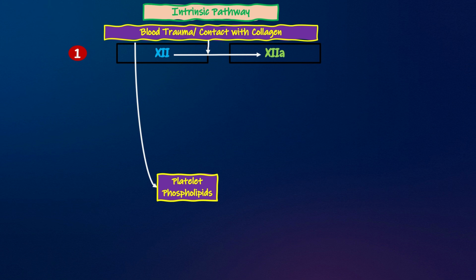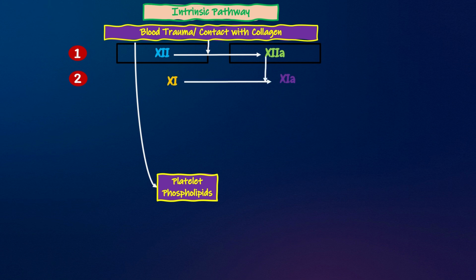Simultaneously, the blood trauma also damages the platelets because of adherence to collagen, or to a wet table surface, or by damage in other ways. This releases platelet phospholipids that contain the lipoprotein called platelet factor 3, which also plays a role in subsequent clotting reactions. In the second step, there is activation of factor 11.